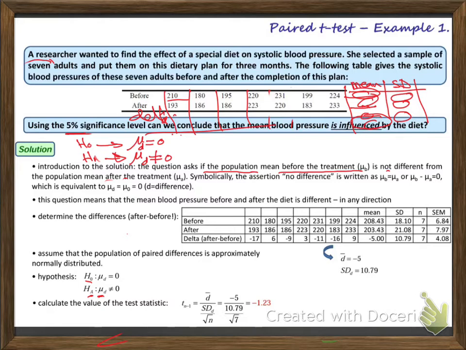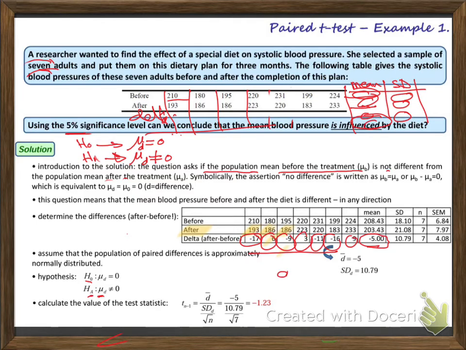So 193 after minus 210 equals minus 17. 186 minus 108 equals 6, 168 minus 195 equals minus 9, and so on. So he arrived at the differences here, and then he put all these differences in the calculator as a new set of data, okay? And got the mean, the sum of them divided by their number. So they are 7 numbers, okay? So he got the mean minus 0.5.